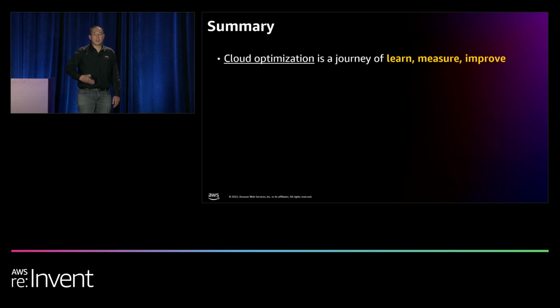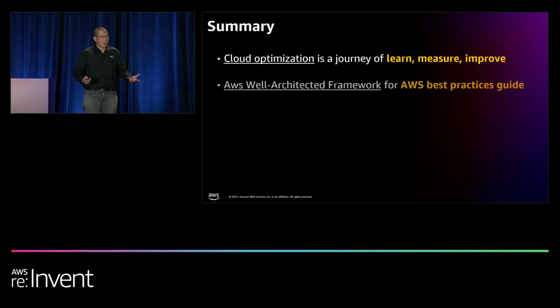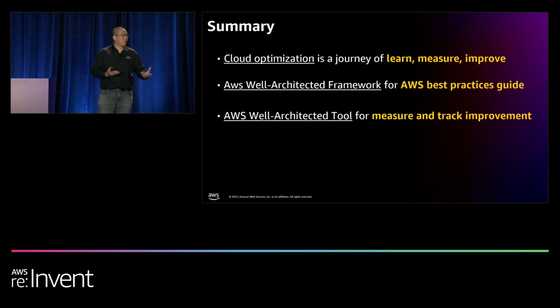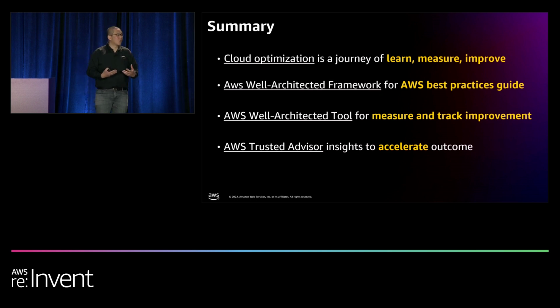Essentially, cloud optimization is a continuous journey of learning, measuring, and improving your workload towards alignment with AWS best practices. For best practices, you can leverage the AWS Well-Architected Framework to give you direction and pathways towards what capabilities you need to build around your workload, from people, process, and technology, for it to become optimized. To measure the current state of your workload, you can run a Well-Architected Review, supported by the AWS Well-Architected Tool, which allows you to measure the current state and also track those improvements over time. And finally, when you're running those reviews and creating those improvements, you want to leverage tools that can provide you insights, such as Trusted Advisor, to accelerate the outcome of your optimization.